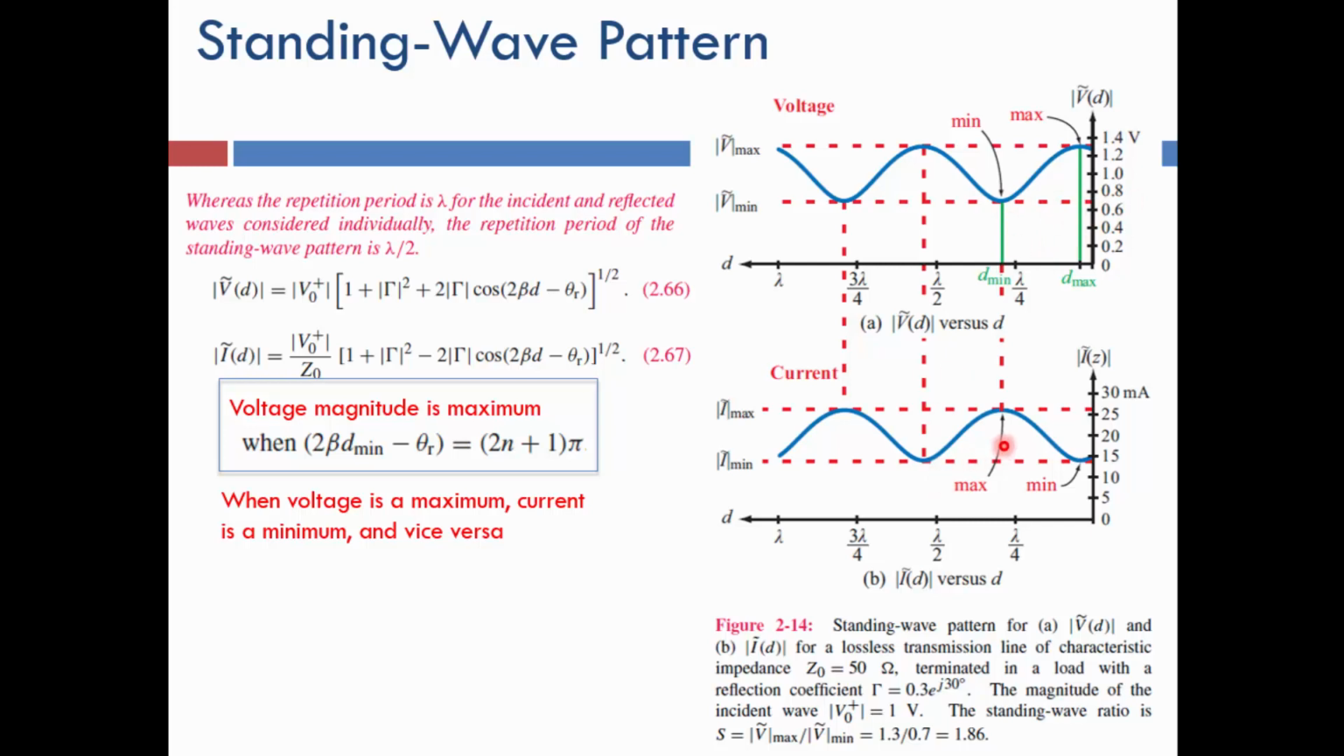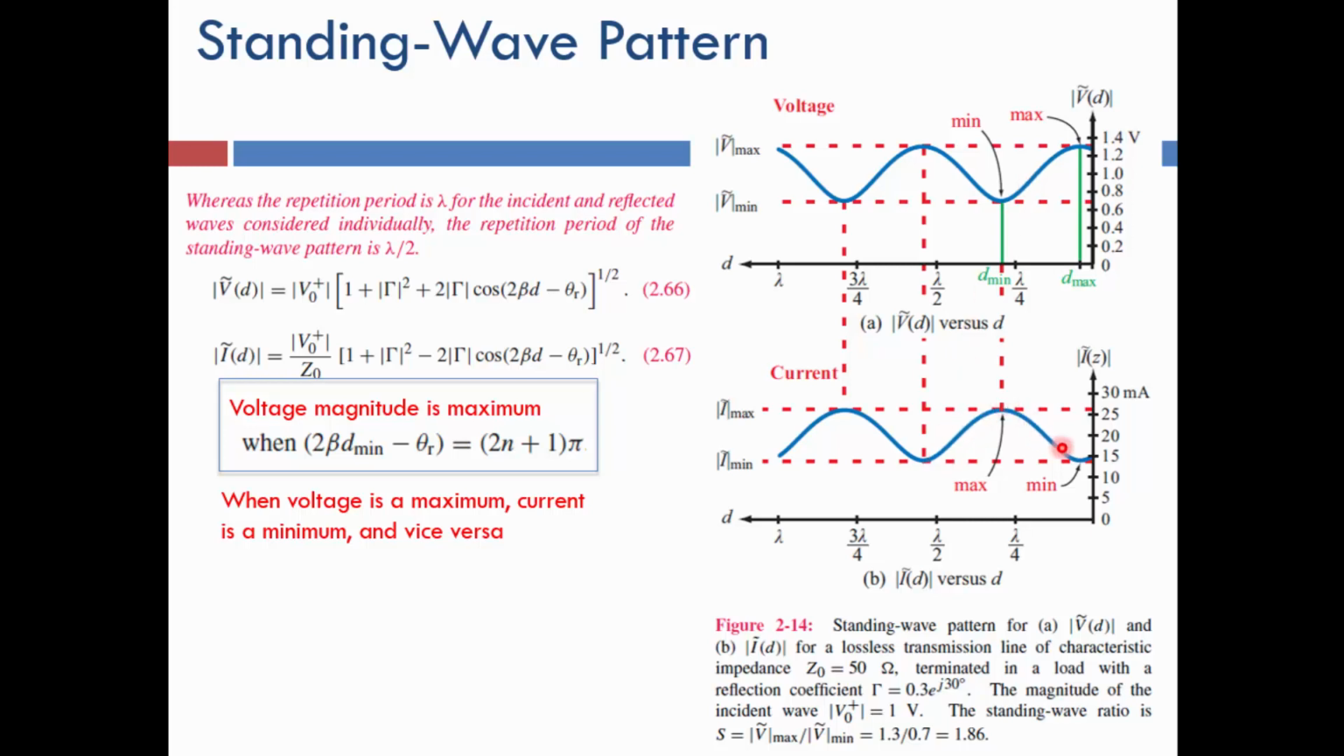So if there is a reflection along this transmission line, the magnitude of the voltage along the transmission line will oscillate sinusoidally. And if this reflection is very large, meaning, for example, the reflection coefficient is equal to 1, so all the power is reflected, then the difference between the maximum and the minimum will be very big, and the ratio is about infinity, or a very big number.